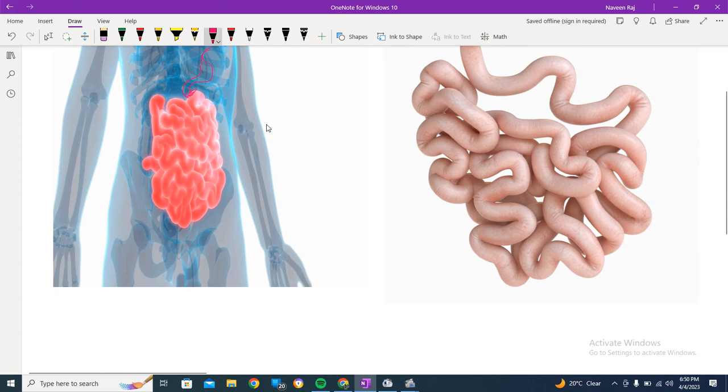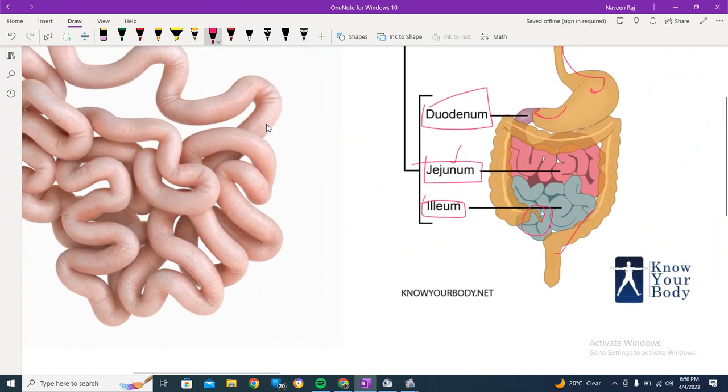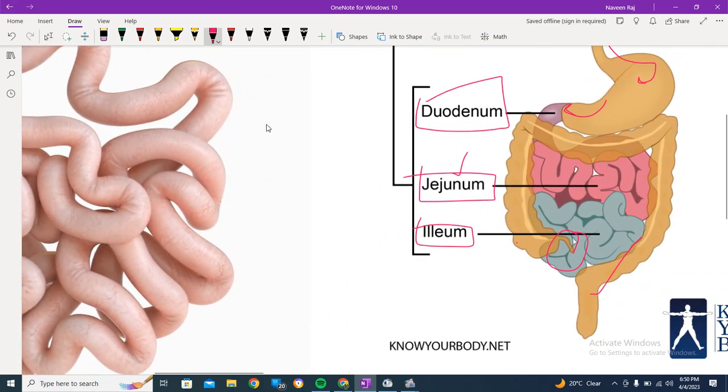And if I talk about the duodenum, some more concepts of the duodenum: it is C-shaped. You can see this is a C-shaped curve on this side, and it is the smallest, only 30 centimeters, 30 centimeters.